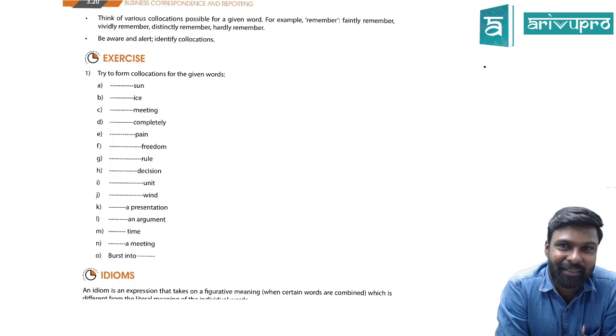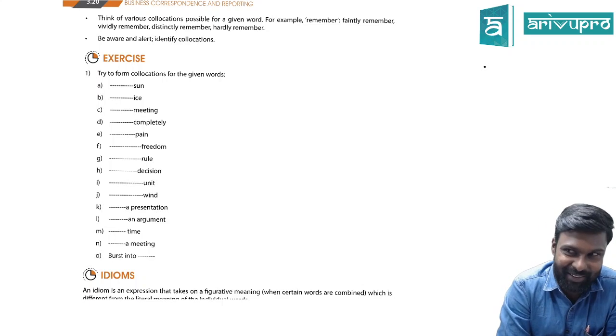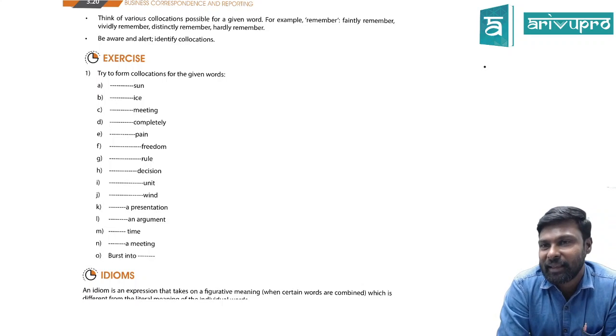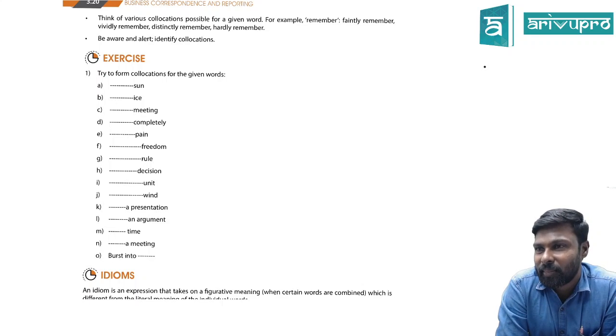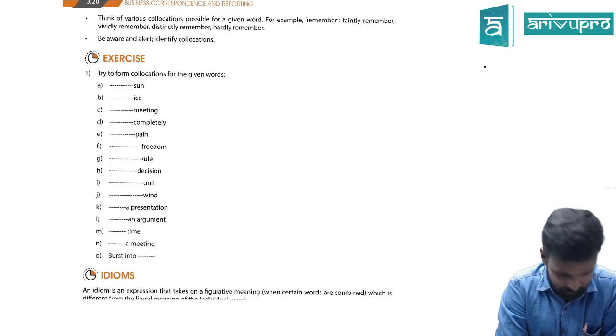And then the third one. So for laughter, you don't burst out of laughter. You burst into laughter. And then the third one is? Case study. Right?